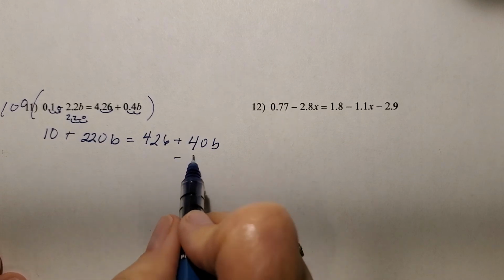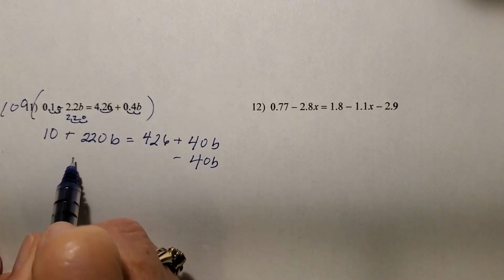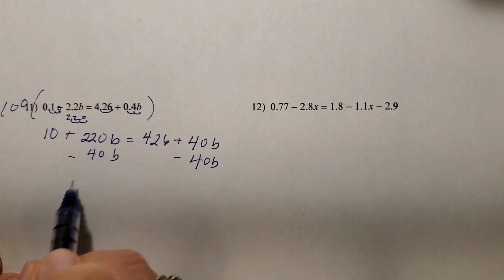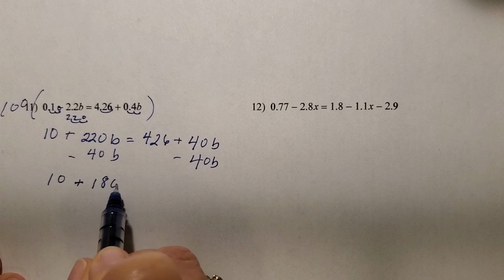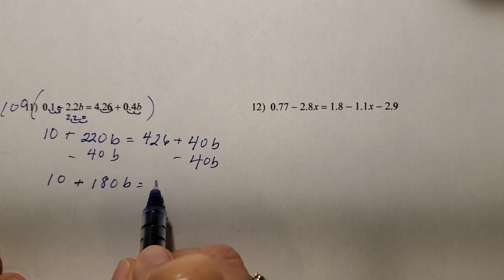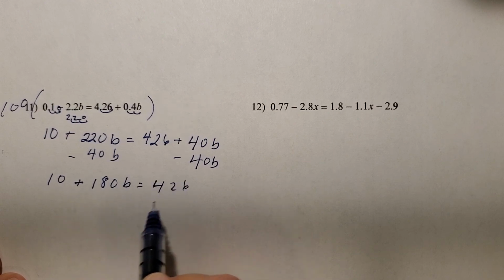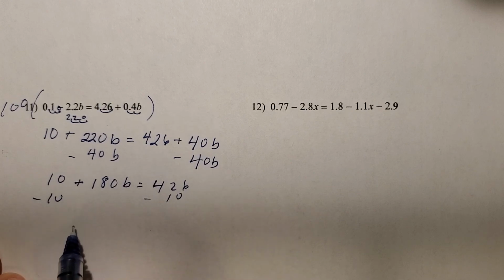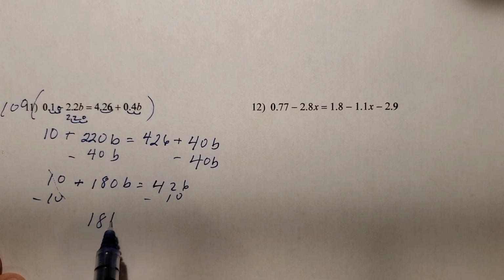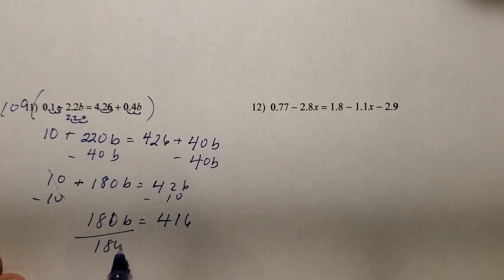Get all our variables on one side, now that we don't have any decimals left to deal with. And we have 10 plus 180b equals 426. You know what's going to happen here. You're going to have to figure it out on your calculator. We have 180b equals 416. And b equals whatever you get using your calculator.